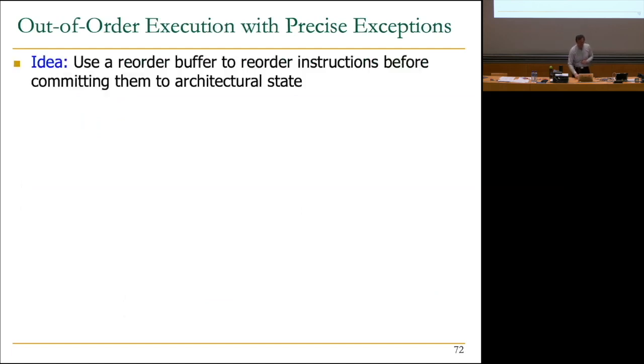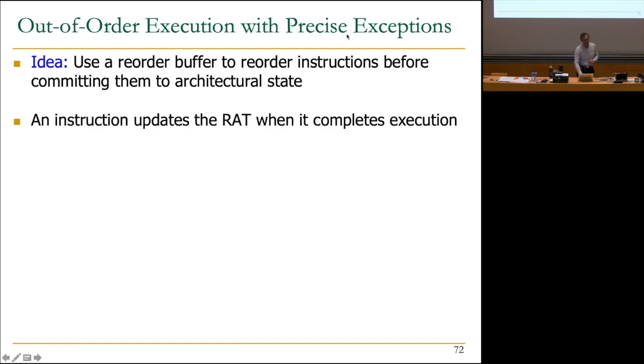What does it require? The idea is very similar. Use a reorder buffer to reorder instructions before committing them to the architectural state, just like we did yesterday. Yesterday, we added this machinery to a multi-cycle execute pipeline machine with in-order dispatch. Here we have out-of-order dispatch with the reservation stations, right? So an instruction updates the register alias table when it completes execution. This is also called a front-end register file. I'm going to describe something slightly different that is employed in almost all processors today.